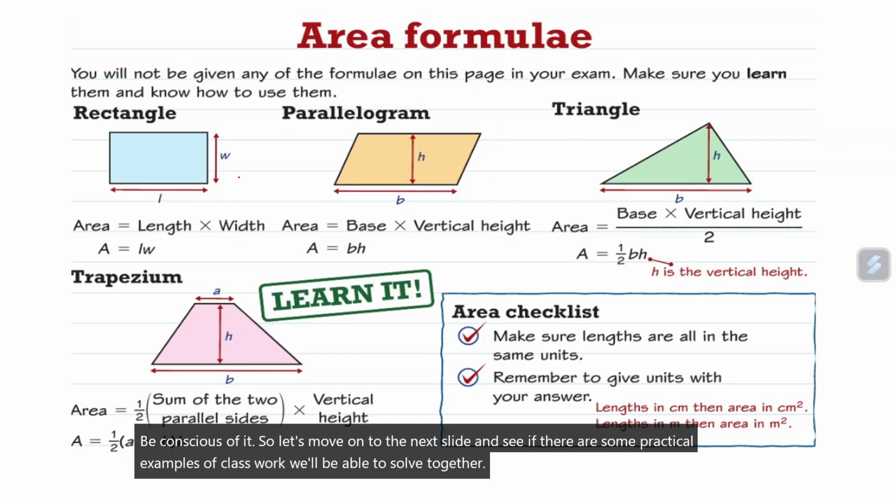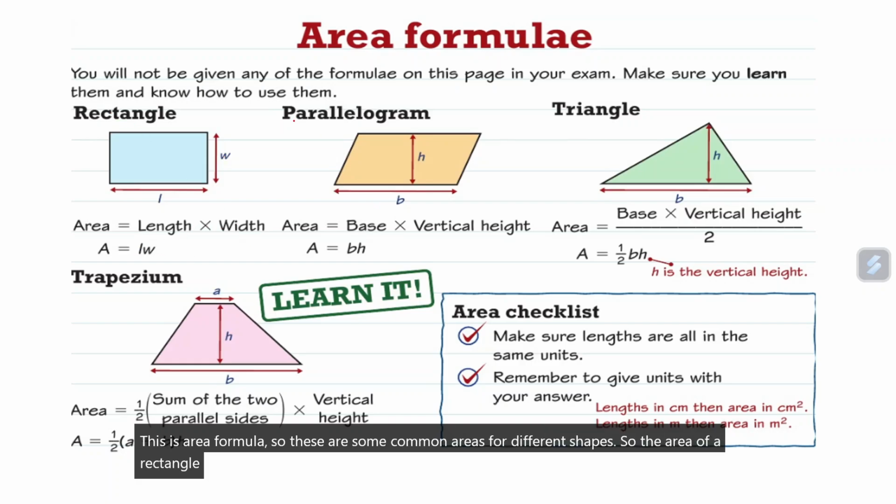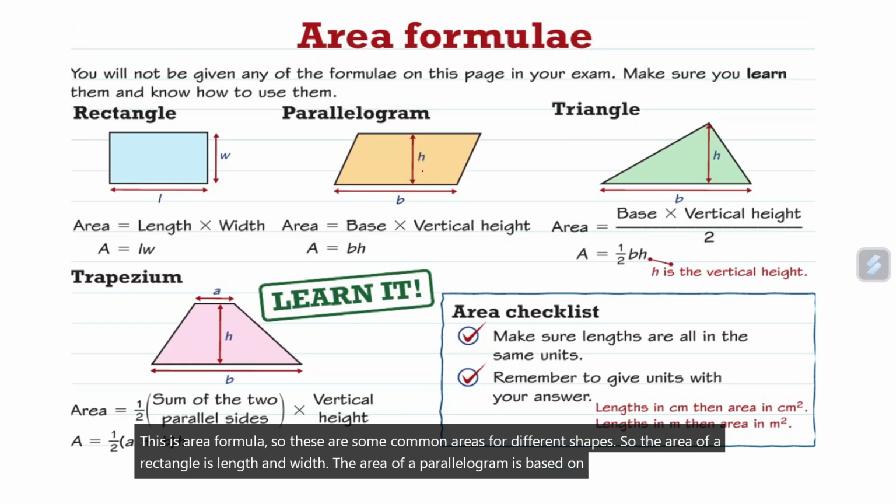This is the area formula slide. These are some common areas for different shapes. The area of a rectangle is length times width. The area of a parallelogram is base times height. There's something I need to point out.